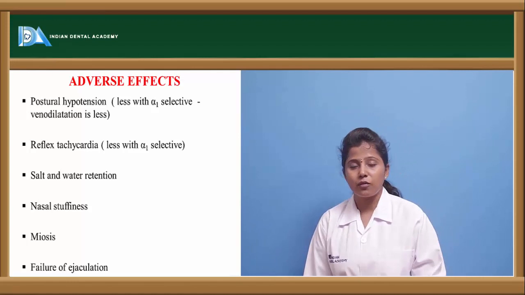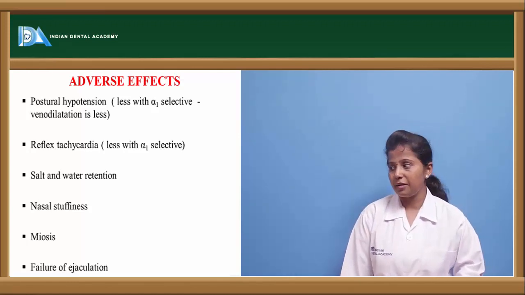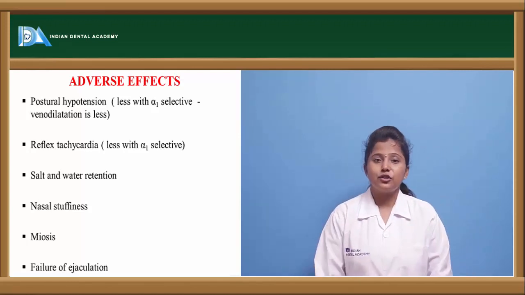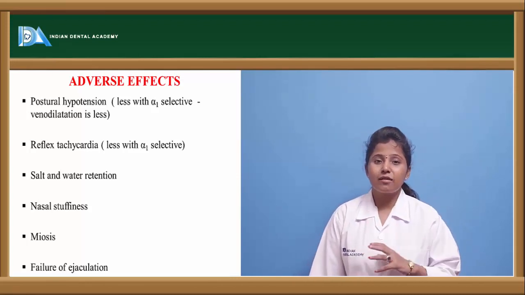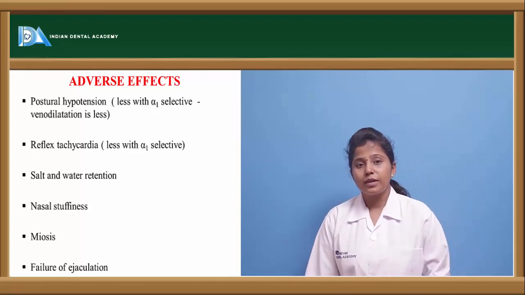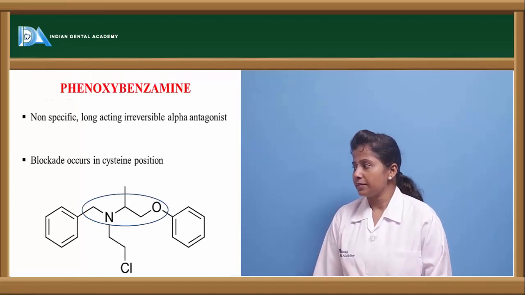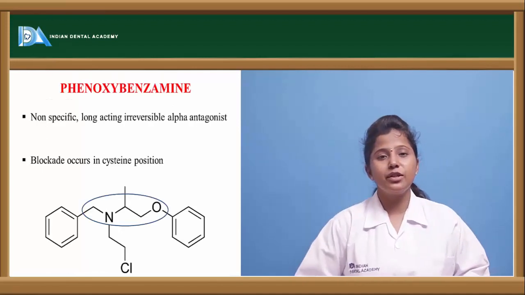If there is salt and water retention, then there will be an increase in blood pressure, nasal congestion, miosis, as well as failure of ejaculation. So these are all the adverse effects shown by these alpha receptor antagonists. Let us see the individual drugs.